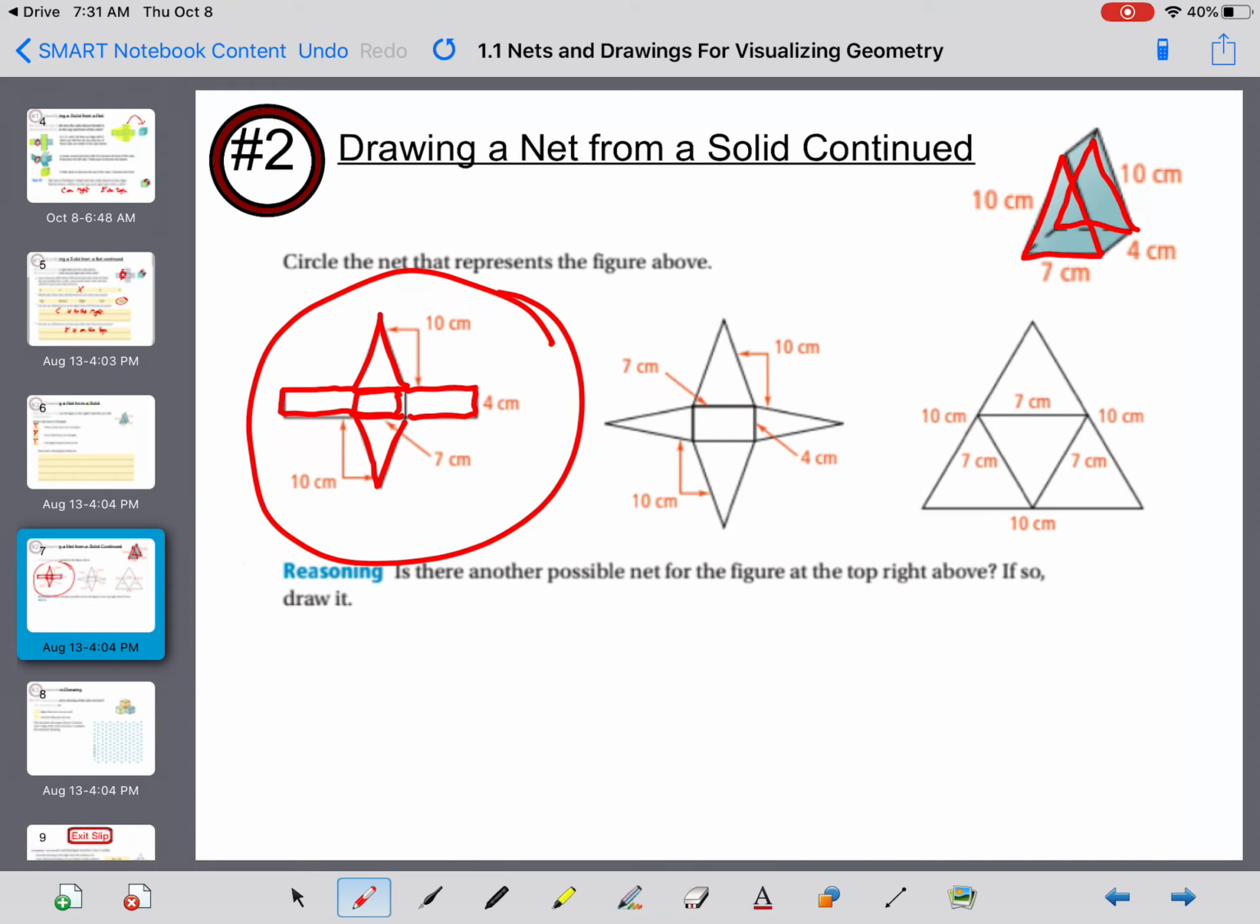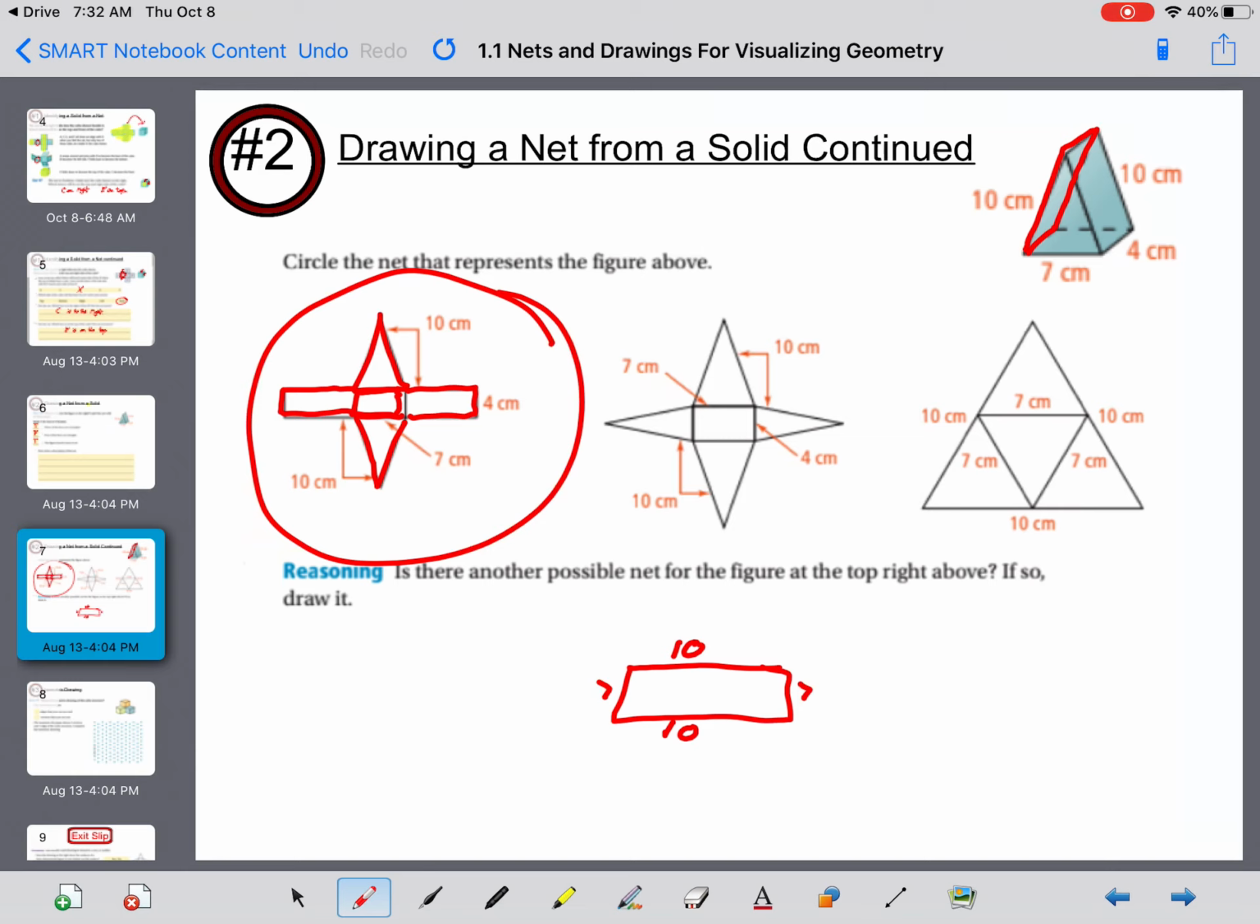Okay, so it says, is there another possible net for the figure at the top? Well, you don't have to start with the smaller rectangle at the base. So what I'm going to do is unfold from this rectangle here, your 10 centimeter rectangle. So draw a 10 centimeter rectangle, label it with 10s, and your sides are with 7.